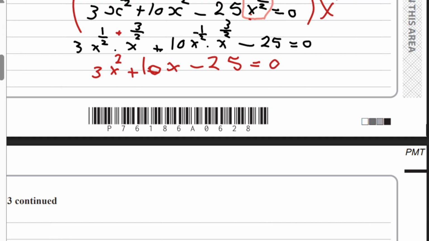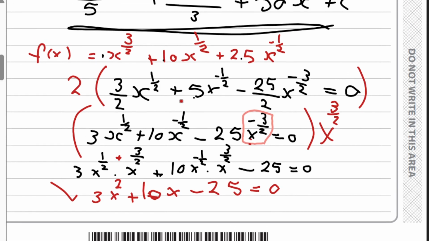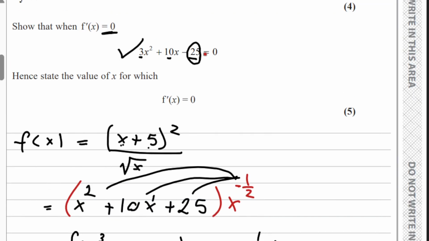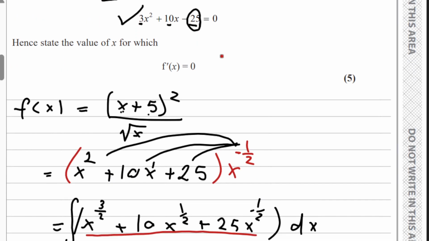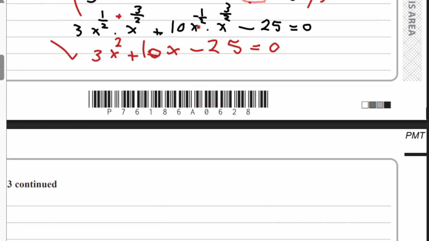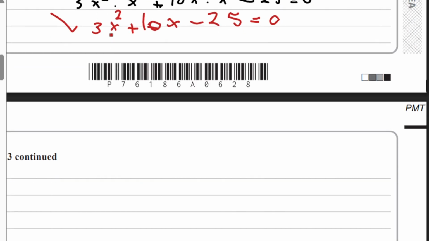Very good. That's correct. That's exactly what they want us to get: 3x squared plus 10x minus 25. Perfect. Hence, state the values of x for which f inverse of x equals 0. Or not f inverse, the first derivative is equal to 0.